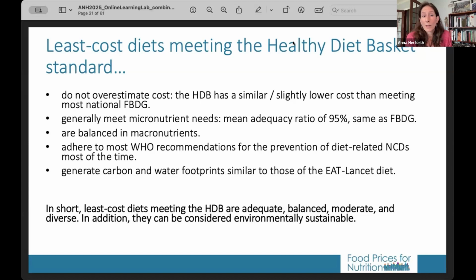When we look at whether they adhere to WHO guidelines on the prevention of diet-related non-communicable diseases, such as not containing too much sugar or salt or processed meat and having adequate fruits and vegetables, et cetera, they do adhere to most of those recommendations most of the time. And importantly, they also are sustainable.